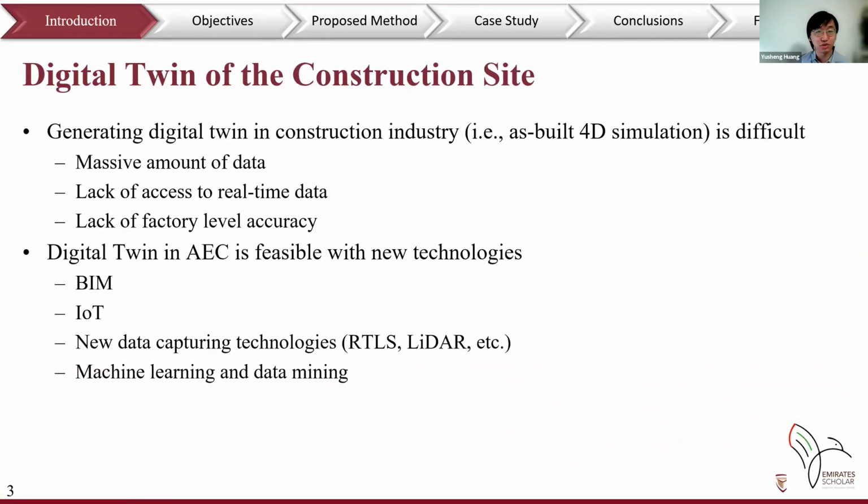Moreover, with continuous real-time monitoring, more semantic information can be obtained, which provides the possibility of making prediction and optimization. However, generating a digital twin in the construction industry is actually difficult because the construction industry has a massive amount of data, and these data usually are difficult to collect in real time. In addition, there is a lack of factory-level accuracy. But generating a digital twin is feasible because we have the assistance from emerging technologies, including BIM, IoT, and new data capturing technologies such as RTLS and LiDAR. And also we have the new intelligent computer algorithms of machine learning and data mining.